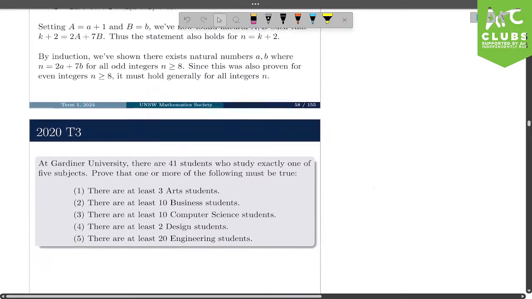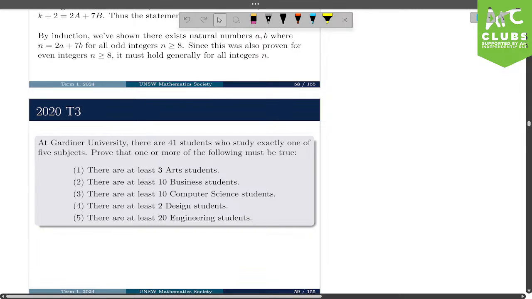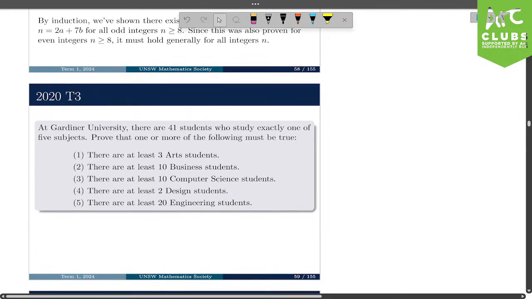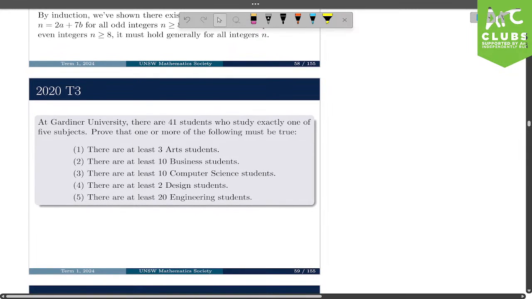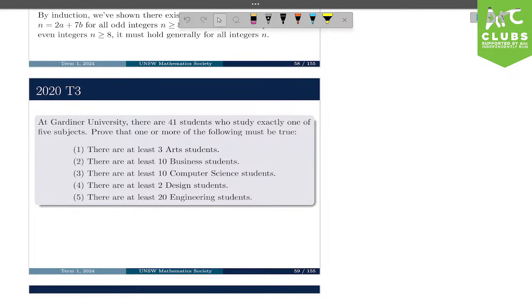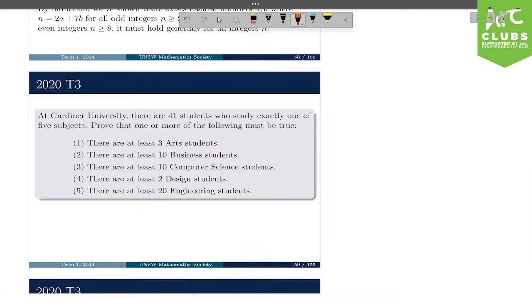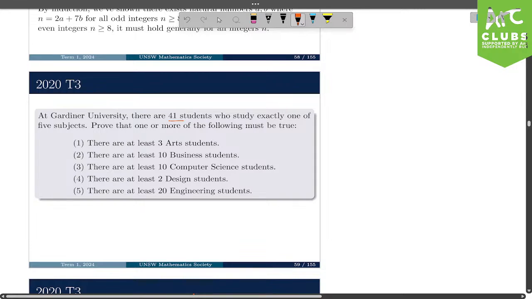Nice. All right. Gardner University. I love it when a lecturer puts their name in a question. So we have a bunch of statements. Again, we've gone back to logic now. Kind of funny. But this showcases a very interesting proof technique. So we have 41 students. We have a bunch of statements over here, and we want to show that at least one of them must be true.